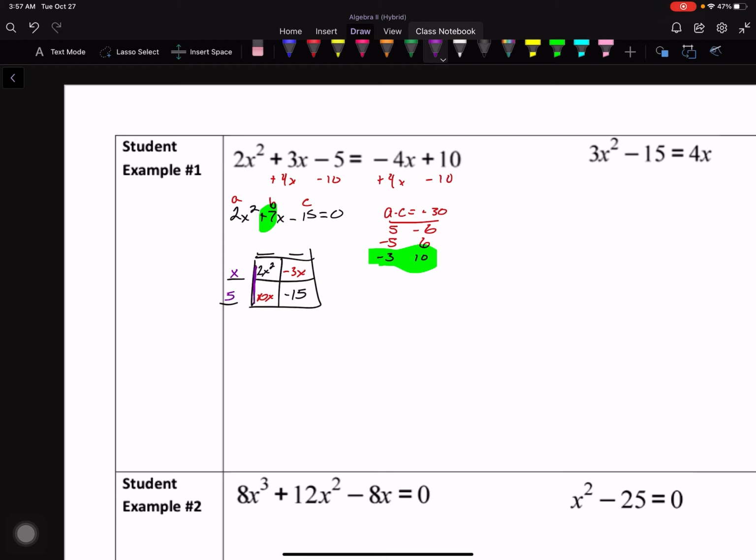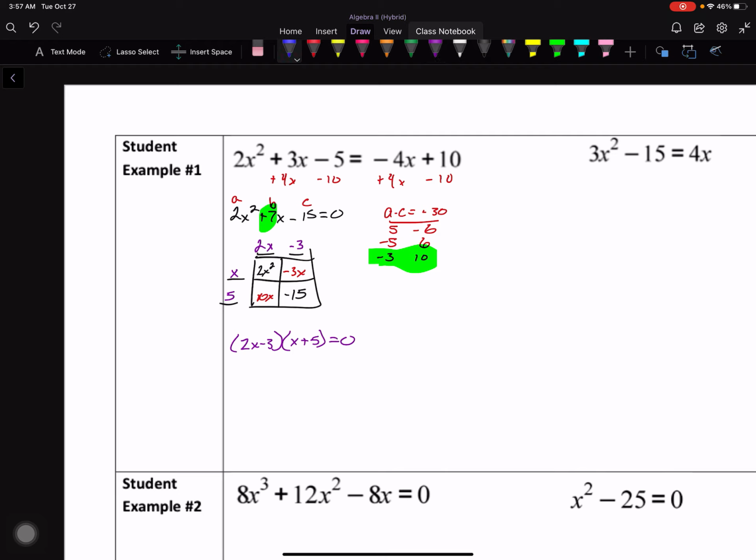Up the left column, 2x squared and 10x, they both have a 2 and an x in common. And last but not least, up that right column there, we can divide both by -3. So my final factored form will be 2x minus 3 times x plus 5 equals 0. So we did the factoring. The last step now, the new step, is to solve.